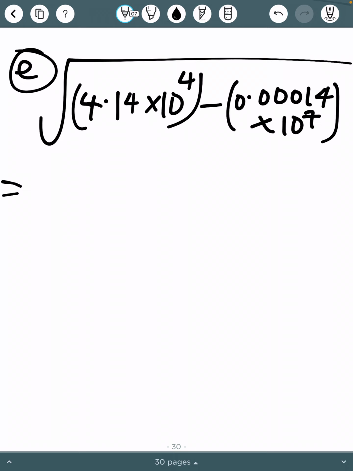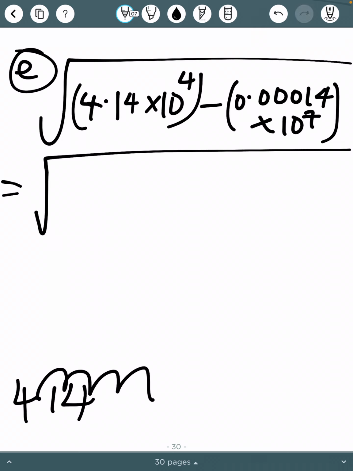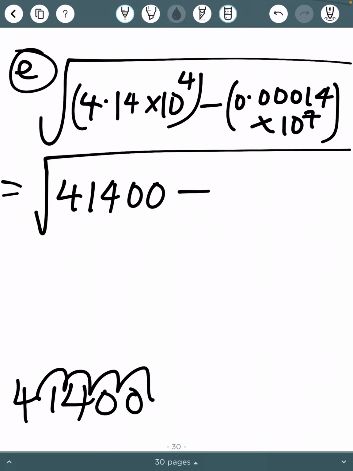This is going to be a pretty simple question. I just need to be careful with the power. Let me change everything to ordinary form. 4.14 times 10 raised to power 4 will give me 4.14, then 1, 2, 3, 4, 0, 0. That's 41400, minus 0.00014 times 10 raised to power what?